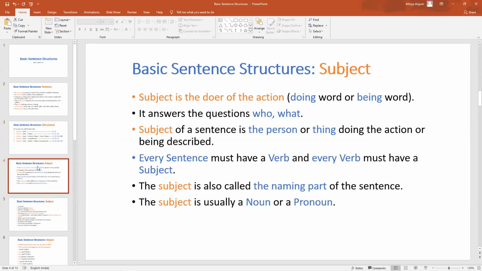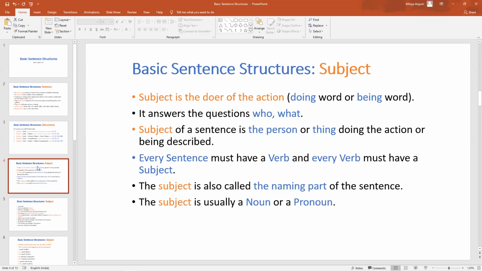So usually it answers the questions who or what. Like the subject of the sentence, a sentence is a person or thing, and that thing or the person is doing the action or being described. You're describing that, like the baby is cute, the house is beautiful. So you're describing being. Okay.